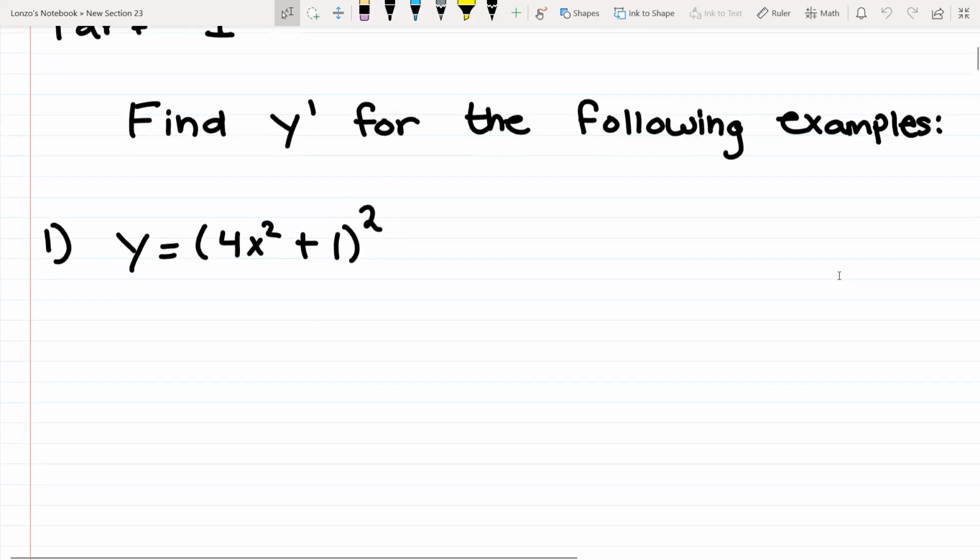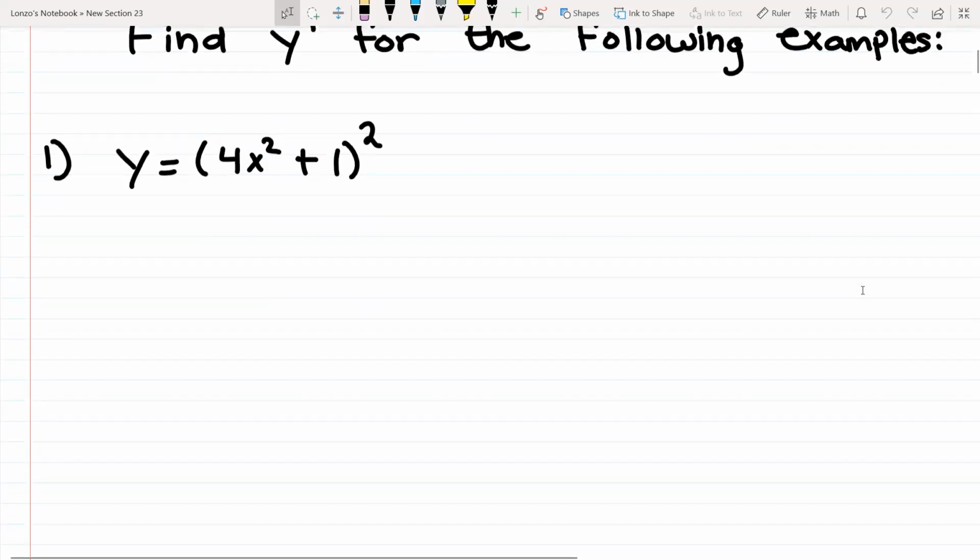For the following examples, find y prime. On number one, we have y equals (4x squared plus 1) raised to the second power, and we want to find y prime, the first derivative. What would be the best technique? I would definitely use chain rule and power rule, right?